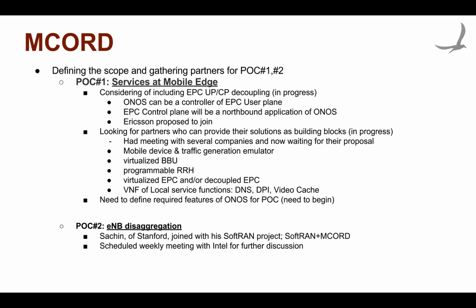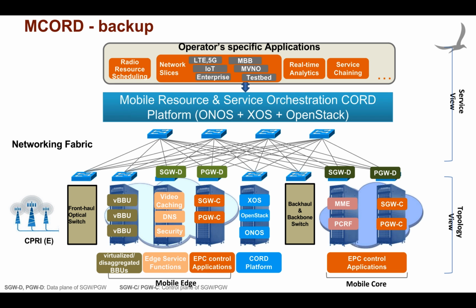And for POC number 2, this is eNodeB disaggregation. And Sachin from Stanford University has decided to join us with his project, which is called Southbound. We want to integrate Southbound and the core together. This is going to have a very big impact on this ecosystem. And we have scheduled a meeting with Intel for this POC 2. We will meet with them every week, every Tuesday, and we're going to have a meeting with Guru and Tom and with me.